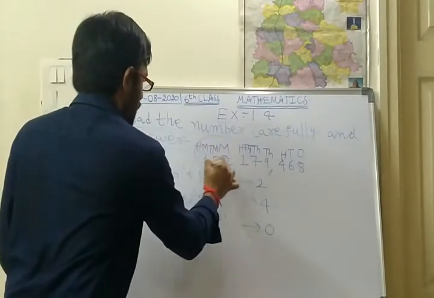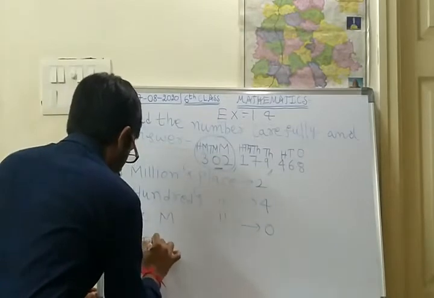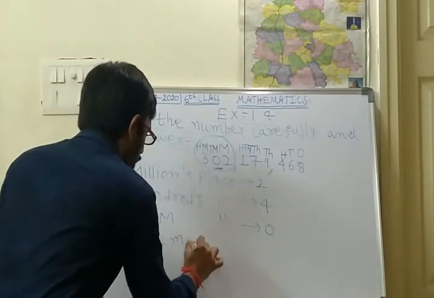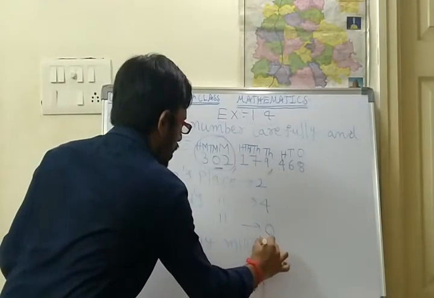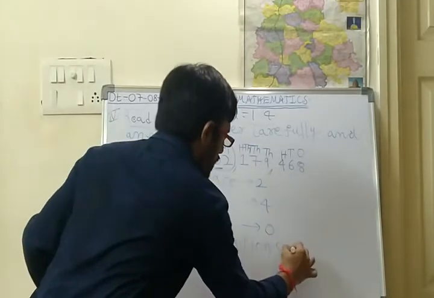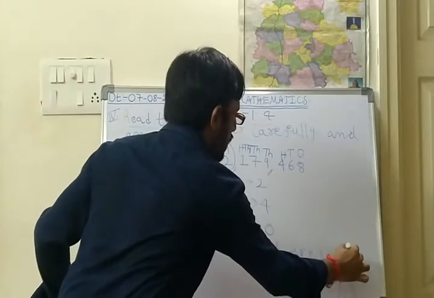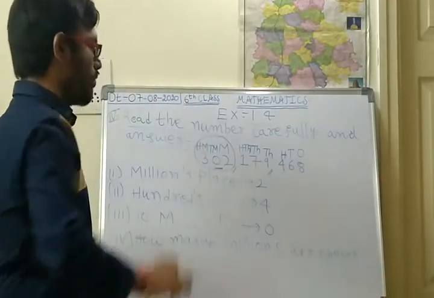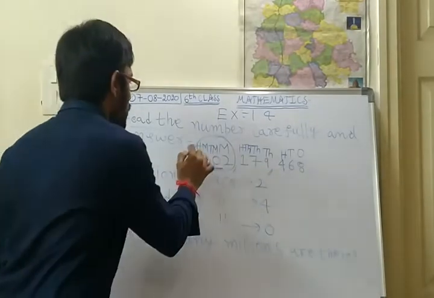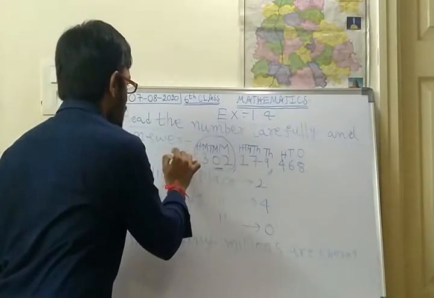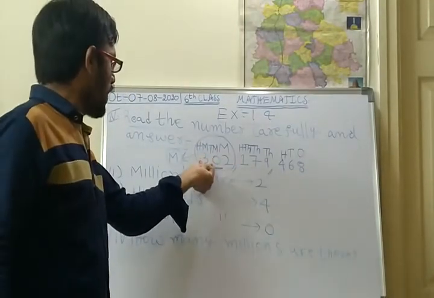Is it right? So 302. I am writing: how many millions are there in this number? He is asking. So this 302 belongs to the millions category. Is it right? So that means here 302 millions are there.